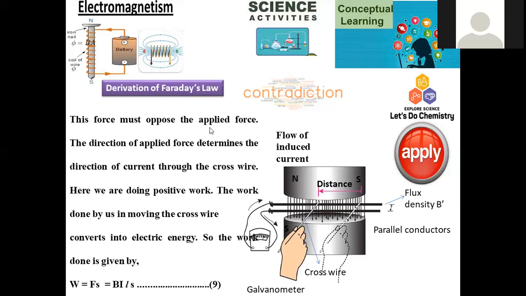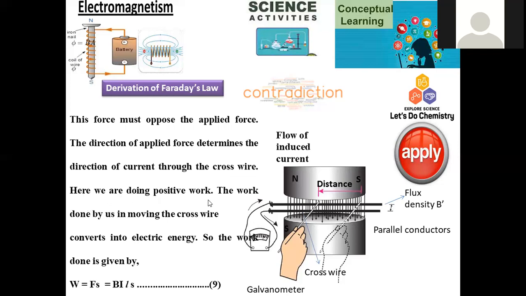This force must oppose the applied force. Whenever an internal force is there, an external force is there. The force originating within the system always has a tendency to oppose the external force. The direction of the applied force determines the direction of current through the cross wire. In the same way we apply the external force, the current generated in the cross wire is also present. So if the applied force is in clockwise rotation, the induced current is also in clockwise rotation.